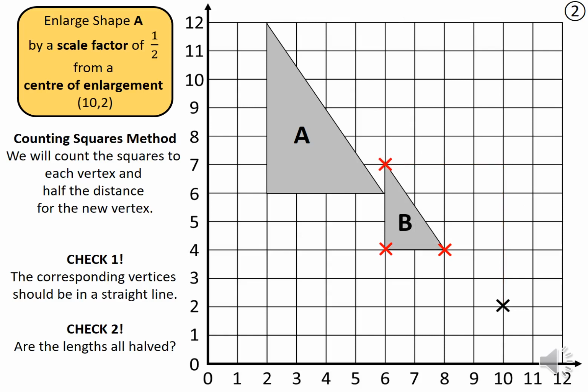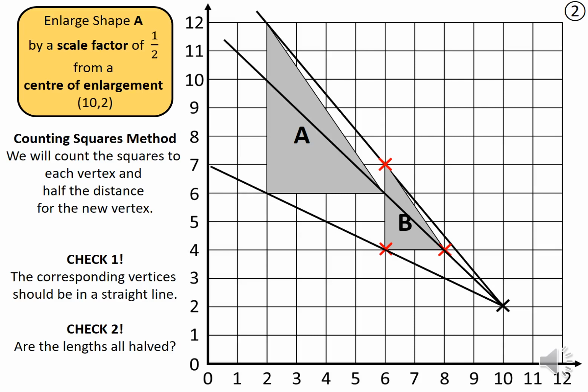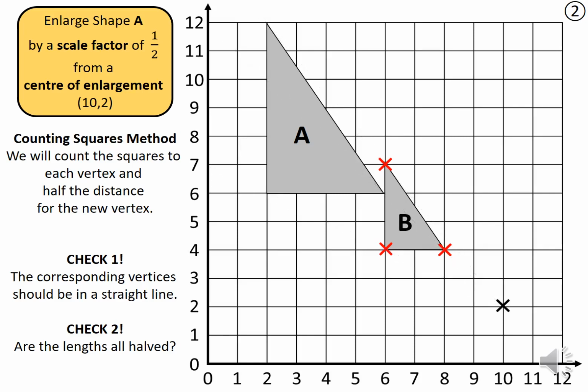I join them, mark the shape as B, and just to check if my enlargement is correct, I can join the corresponding vertices with the center of enlargement, and I can see the corresponding vertices and the center of enlargement are all on a straight line.